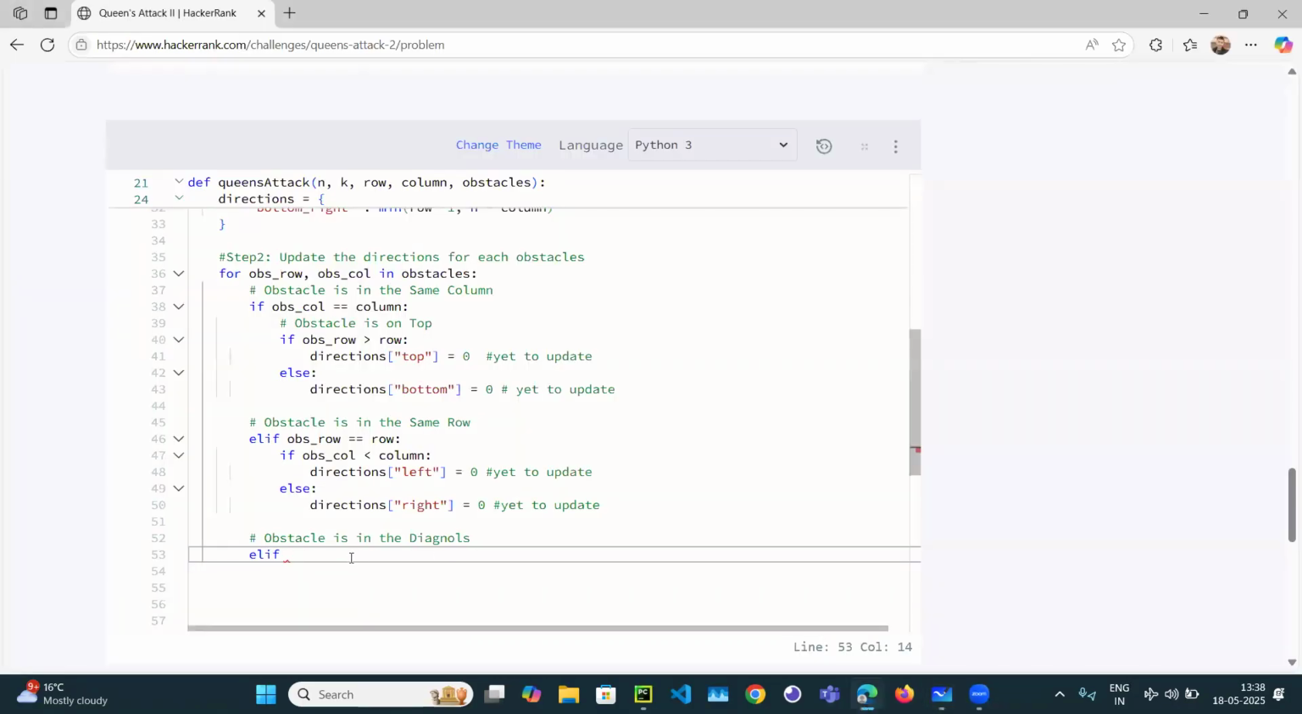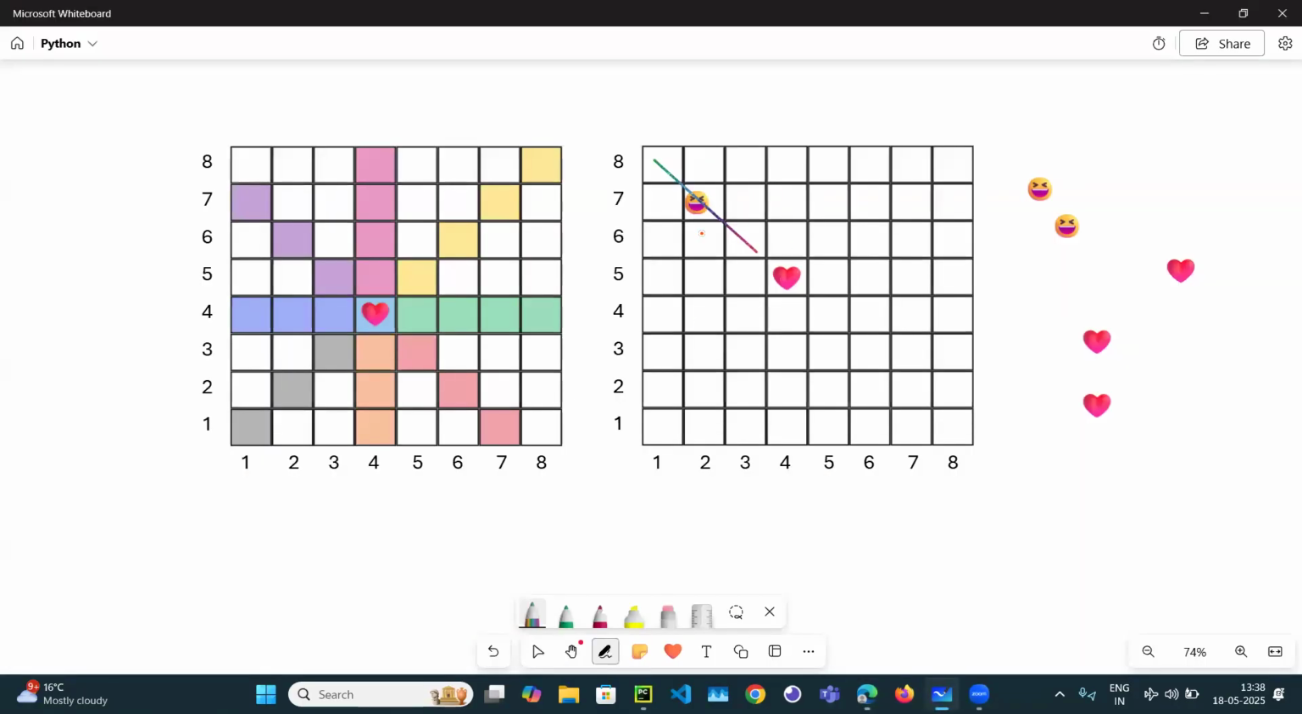There is some formula. You know the obstacle row and the obstacle column. Obstacle row is 7, obstacle column is 2. You know the queen's row is 5, and the queen's column is 4. Now if you subtract the queen's row from the obstacle row, 7 minus 5, it is 2. And if you subtract the obstacle column 2 from the queen's column, 4 minus 2, it is 2.